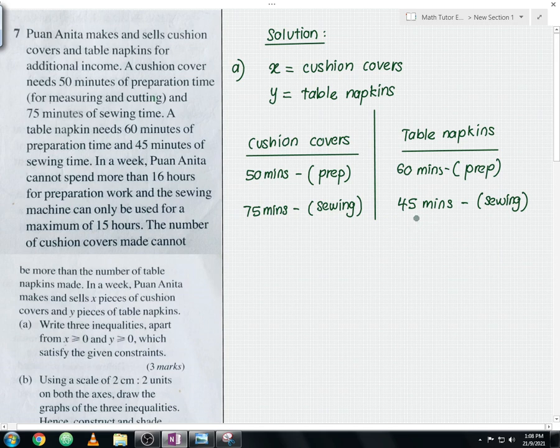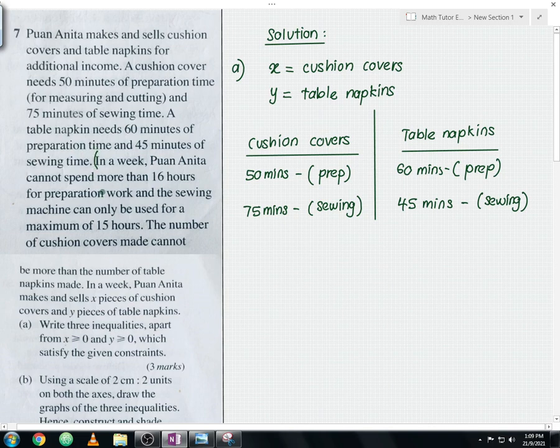Okay, so once we identify the information, for the next step what we need to do is identify the information which leads us to the constraint equation. So let us start. As you can see here, this sentence mentioned that in a week, Puan Anita cannot spend more than 16 hours for preparation work and the sewing machine can only be used for a maximum of 15 hours. Within this one single sentence, you can actually form two constraints. Let me show you how.